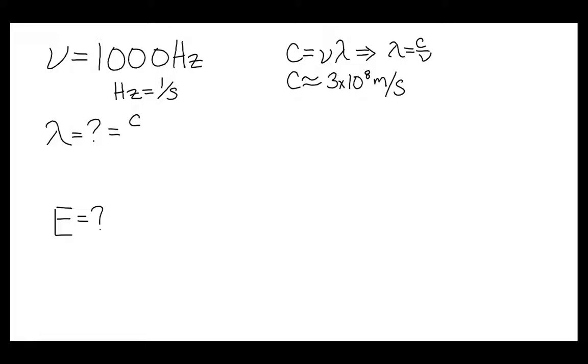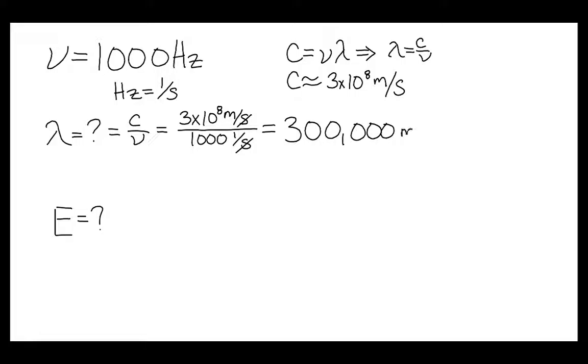And so if we now take that equation and plug in the values, what we get is 3 × 10⁸ meters per second over 1000 1/seconds. And so we can see that the seconds cancel out, and what we get as our answer is 300,000 meters. Or if we were to turn it into scientific notation, it would be 3 × 10⁵ meters. And so this right here is the wavelength of light that has a frequency of 1000 hertz.